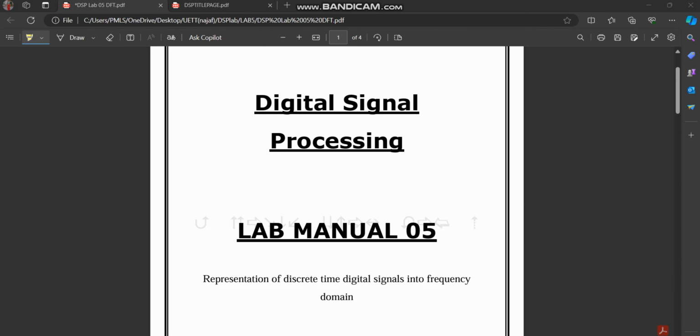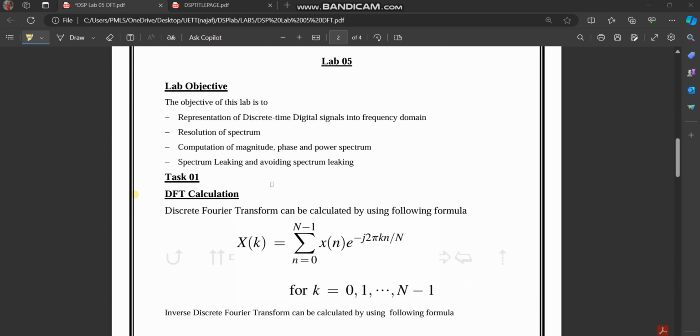Today I will be discussing lab number 5 of digital signal processing, and the lab title is Representation of Discrete Time Digital Signals into Frequency Domain. The lab objectives are representation of discrete time digital signals into frequency domain, resolution of spectrum, computation of magnitude, phase, and power spectrum, spectrum leaking and avoiding spectrum leaking.